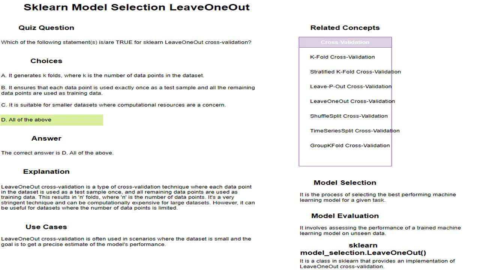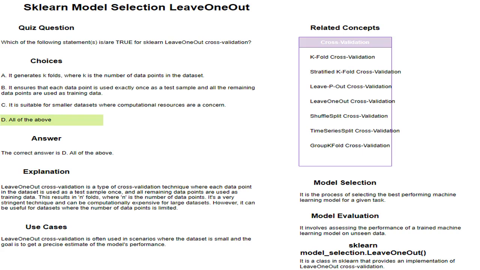Hyperparameter tuning: time series split cross-validation can be used to find the best values for the hyperparameters of a machine learning model on a time series dataset. Performance estimation: time series split cross-validation can be used to estimate the generalization performance of a machine learning model on a time series dataset.